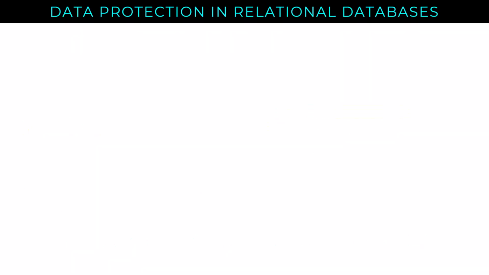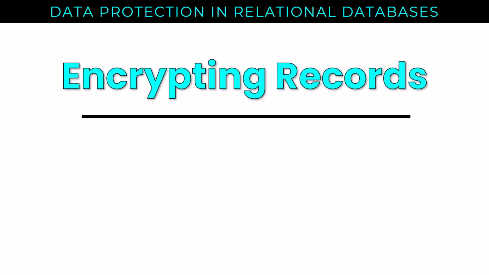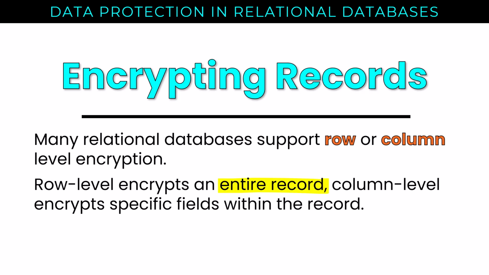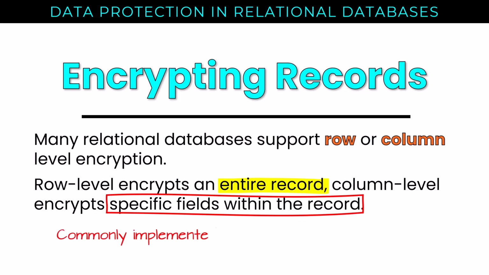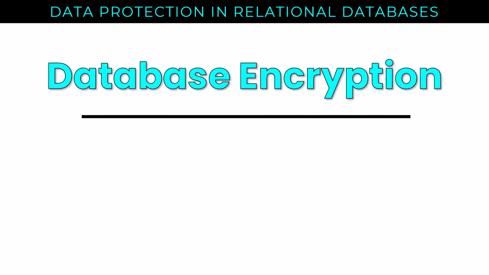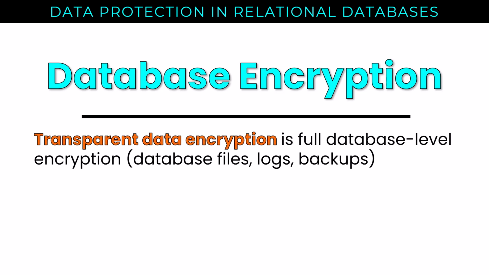I want to revisit data protection in relational databases because we can go beyond encrypting at the database level. Many of your relational databases support row or column level encryption. Row level encrypts an entire record. Column level encrypts specific fields within the record. This is commonly implemented within the database tier. I would say it's also possible in code of your front-end applications if you wanted to do it that way. We see masking done that way. And to restate it here briefly with the other relational database encryption options, transparent data encryption is full database level encryption.